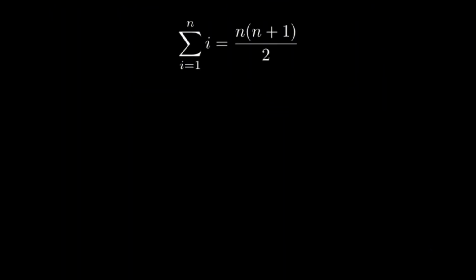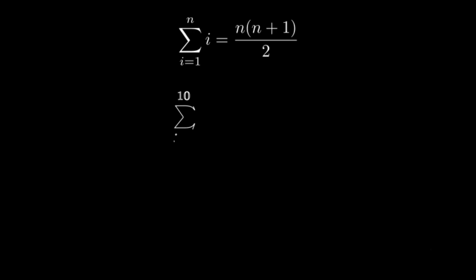The sum of the first n natural numbers can be found using this elegant formula. It states that the sum from i equals 1 to n equals n times (n plus 1) divided by 2. Let's verify this formula is correct by testing it with a specific example, finding the sum of the first 10 natural numbers. We'll substitute n equals 10 into our formula. So we're looking for the sum from i equals 1 to 10 of i, which according to our formula should equal 10 times (10 plus 1) divided by 2.